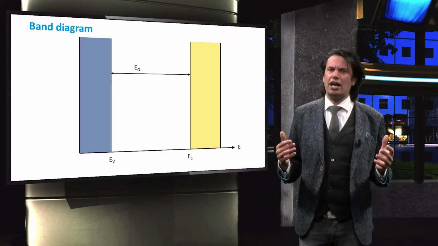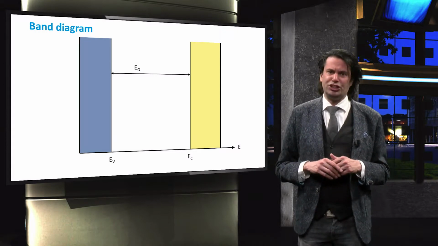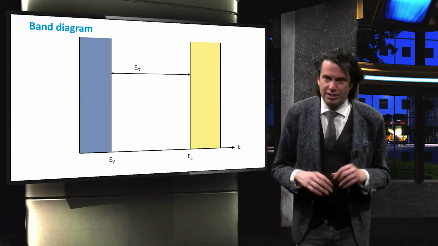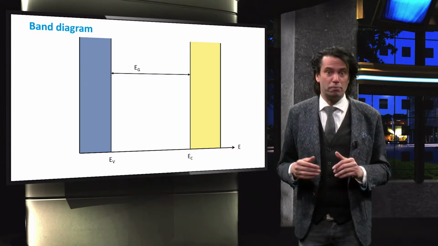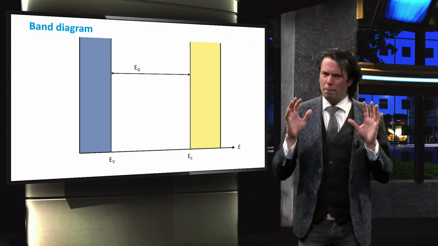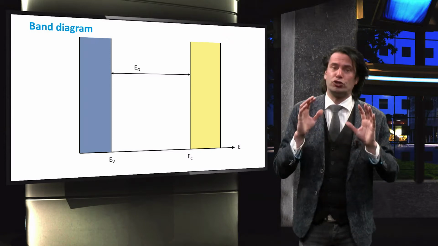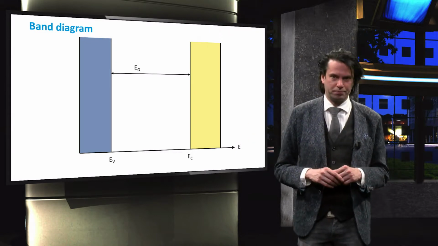The density of energy states, or density of states, which we denote as G, is an important parameter that tells us the number of allowed energy states per unit volume as a function of energy. So it basically gives the density of a certain energy level or state in a semiconductor material.